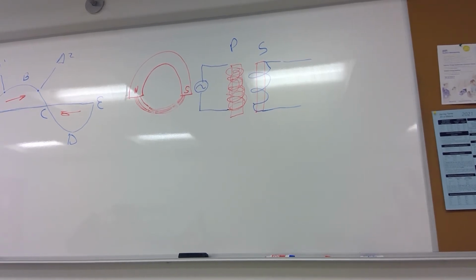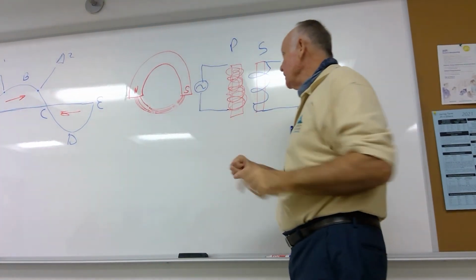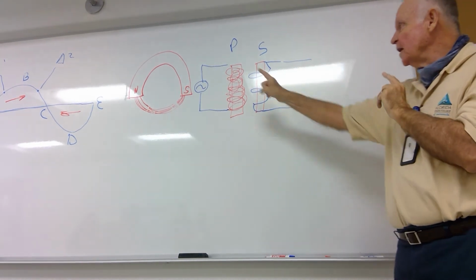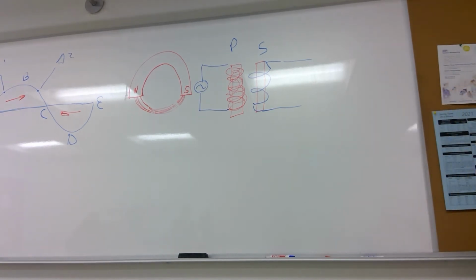So what happens? We're running current through the primary side. And the magnetic lines of flux do what? Come up and go down. They come up and they go down. And those magnetic lines of flux here do what to these? They promote current? How? No. Mutual induction, right?